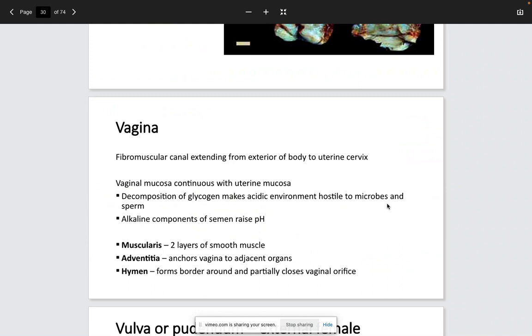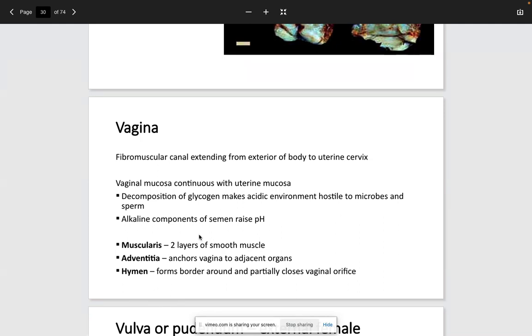Again, alkaline components of the semen raise the pH. Normally, the vagina has a more acidic environment. I believe it was Jared who told us, either Jared or Cody, was talking about the acidic nature of the vagina. The sperm, if you remember, is a little bit more alkaline, or a higher pH, in order to survive within the vaginal canal itself.